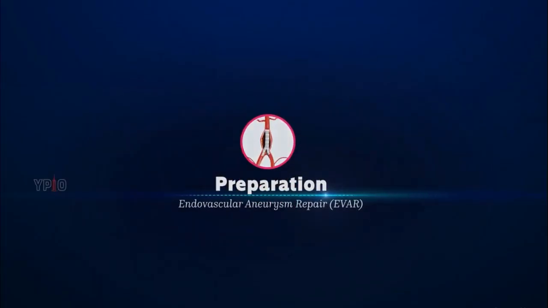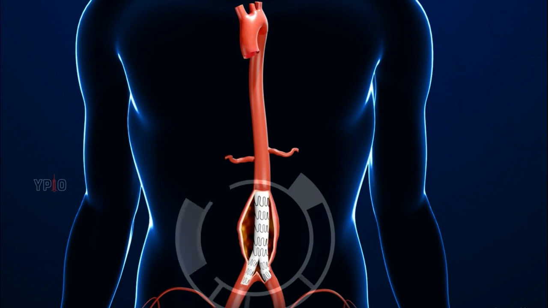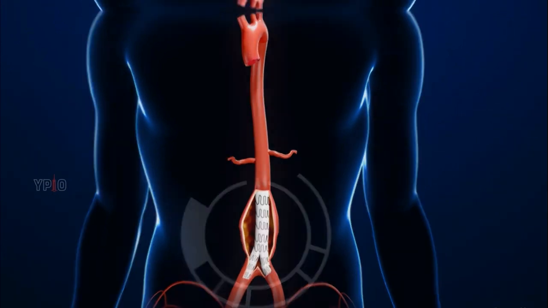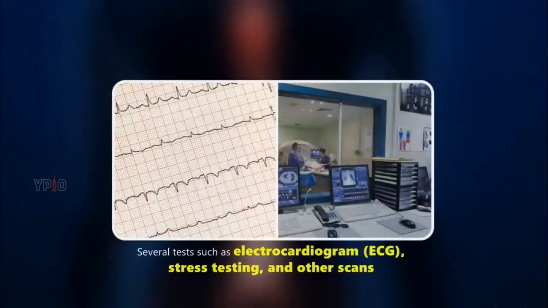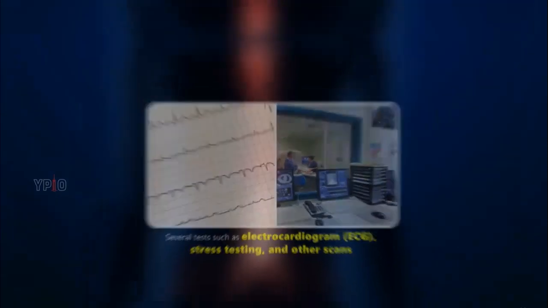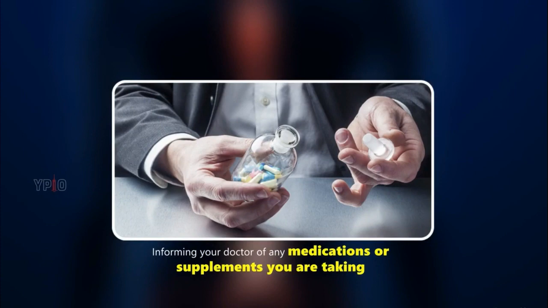Preparation. Preoperative preparation for endovascular aneurysm repair may involve the following. A thorough history and physical examination. Several tests, such as electrocardiogram, ECG, stress testing, and other scans. Informing your doctor of any medications or supplements you are taking.